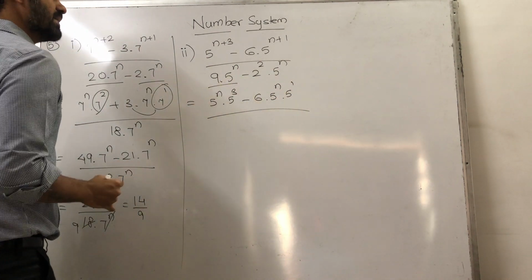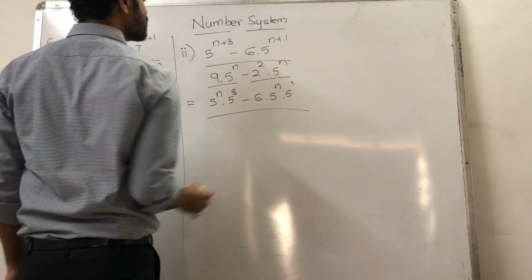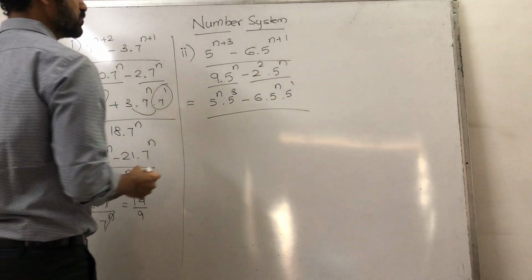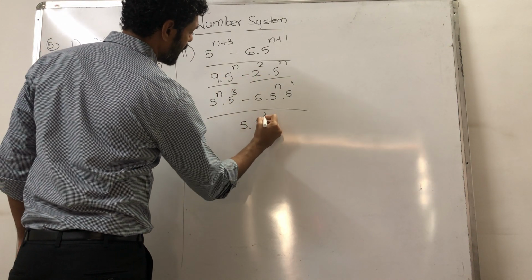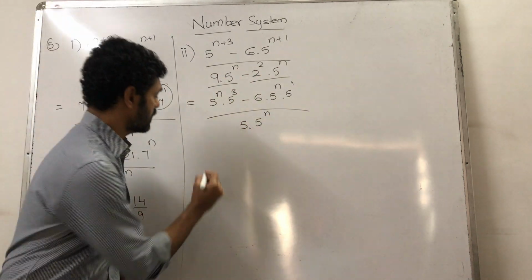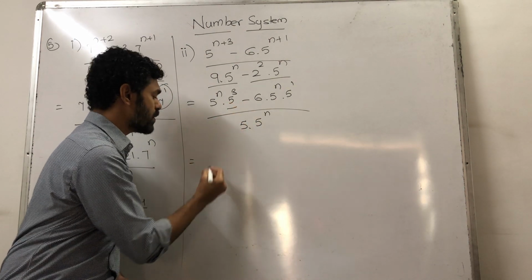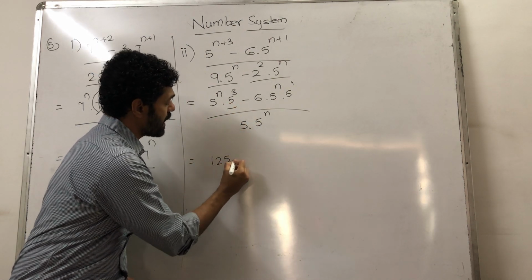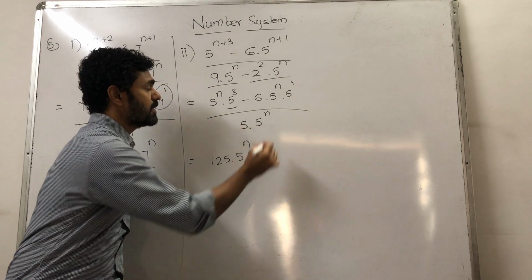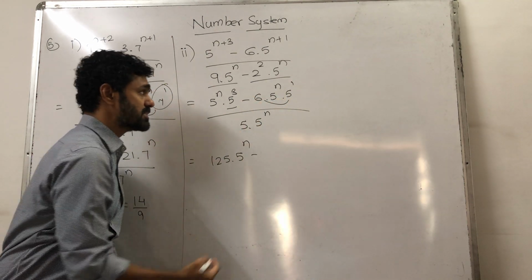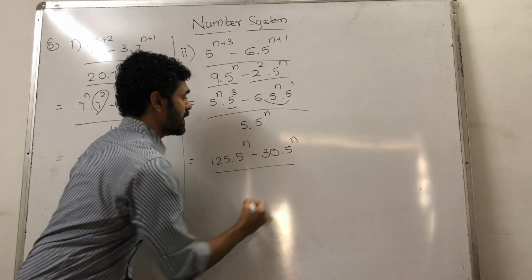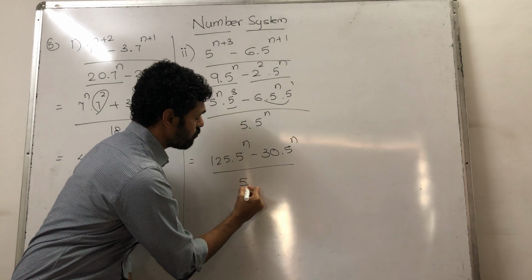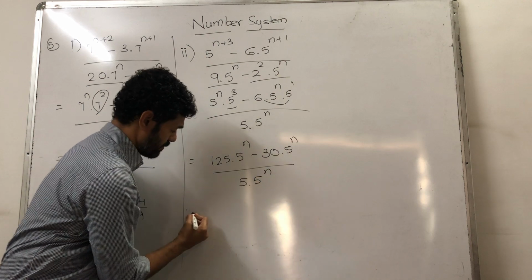Denominator, this is 9 times 5 raised to n minus 2 square times 5 raised to n. 2 square is 4, that is 4 times 5 raised to n. 9 minus 4 is 5, so in the denominator you will have 5 times 5 raised to n. Now 5 cube is 125, so this is 125 times 5 raised to n. 5 raised to 1 is 5, 5 6s are 30. So this is 30 times 5 raised to n, and denominator you have 5 times 5 raised to n.